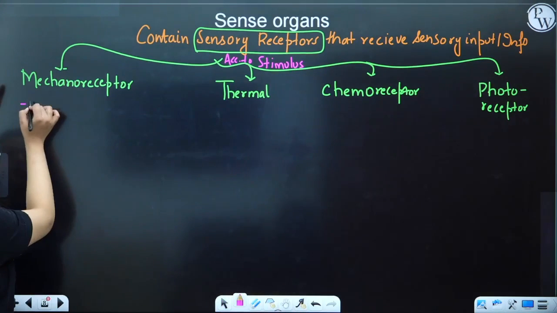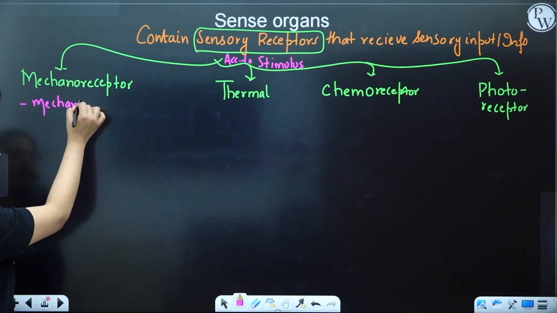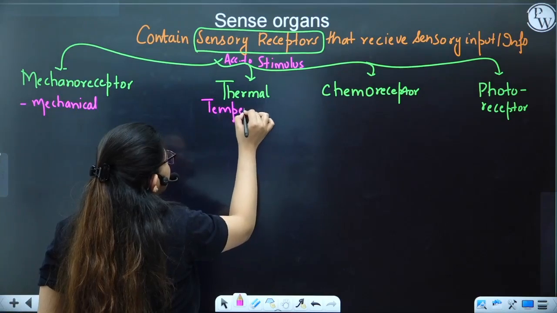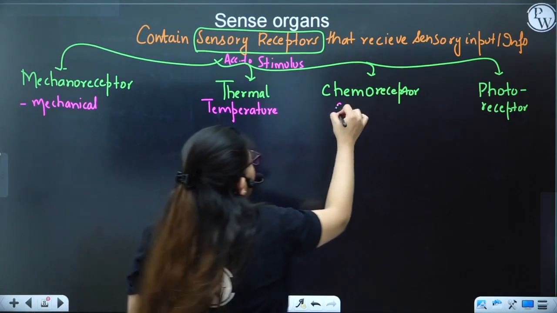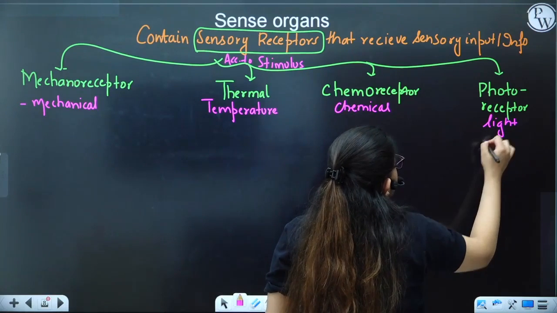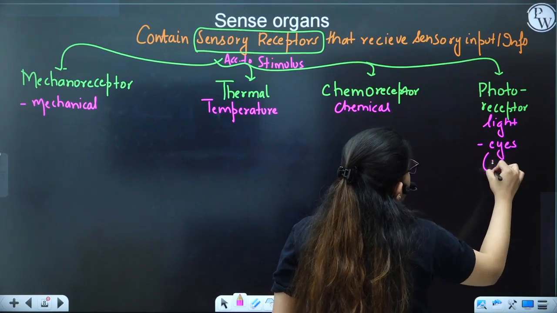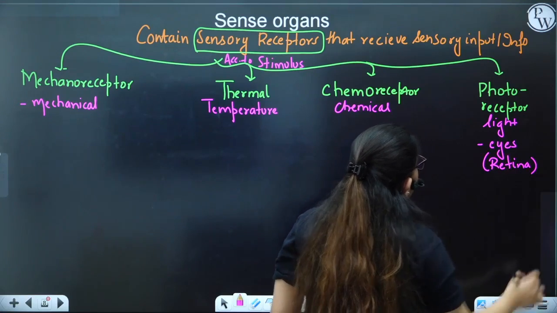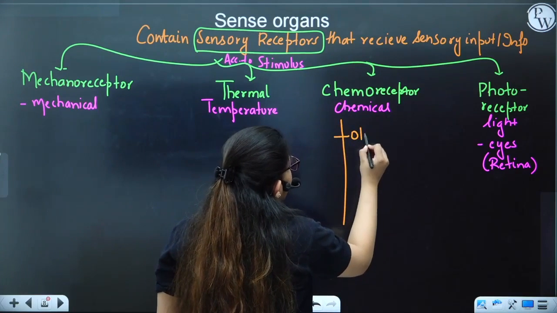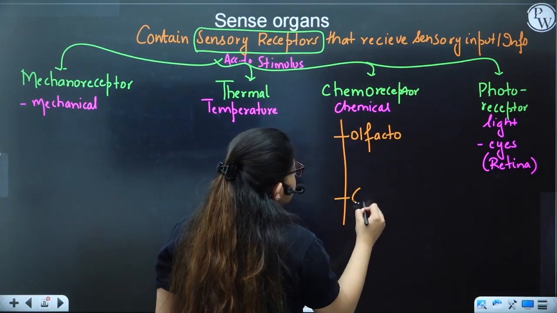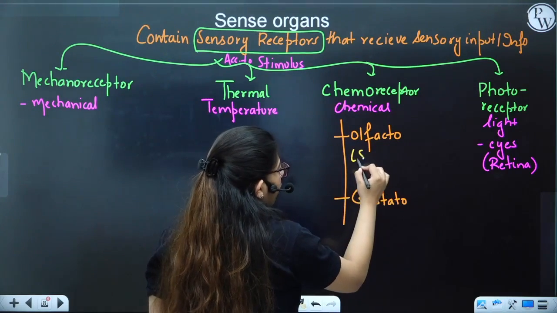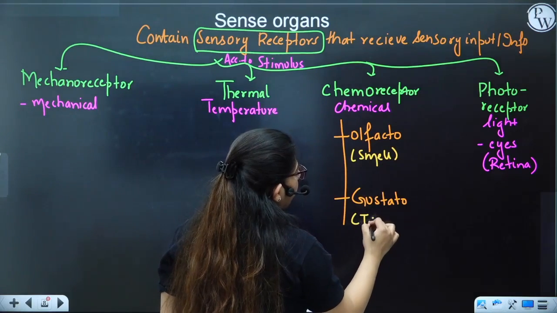First, we have mechanoreceptors. Here the stimulus is mechanical, like touch, like your slap. Thermal, we have temperature. In chemo, we have chemicals. And in photo, we have light. Photoreceptors are present in your eyes. In the eyes, we have a layer called the retina. That is a kind of photoreceptor. Whereas chemoreceptors are of two types. One is olfactoreceptor and another is gustatoreceptor. Olfactoreceptors are present in your nose. They are for smell, whereas gustatoreceptors are for taste.